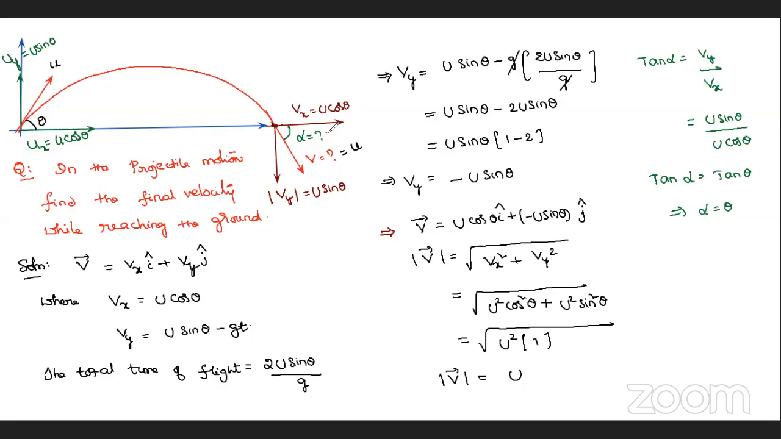So you may say that it strikes the ground with the same velocity, it strikes the ground with the same angle, but only the vertical component of velocity will be changed. That's it. The rest of the things are the same.